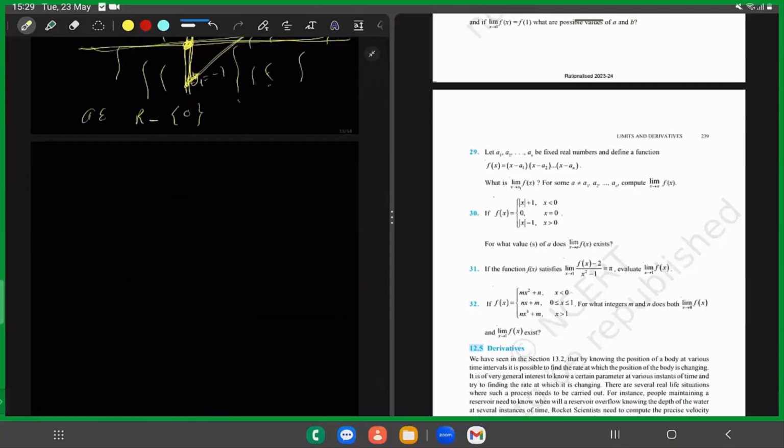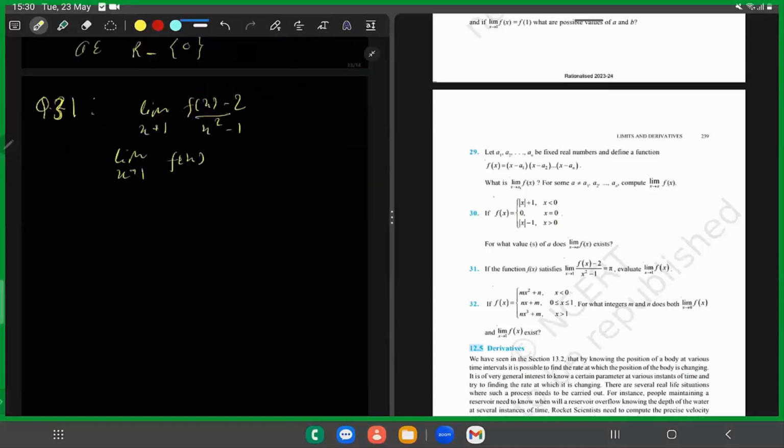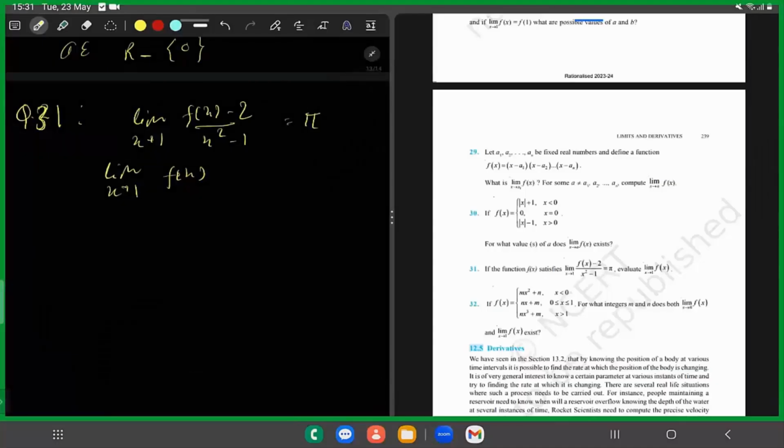So if we move to the next question, this says that if the function f(x) satisfies the limit as x tends to 1 of (f(x) minus 2) upon (x square minus 1) equal to pi, then evaluate the limit as x tends to 1 of f(x). So if you observe this question number 2031, this is actually a good question, because you have to analyze the given question carefully. Firstly, you need to notice that we are given the limit of this function.